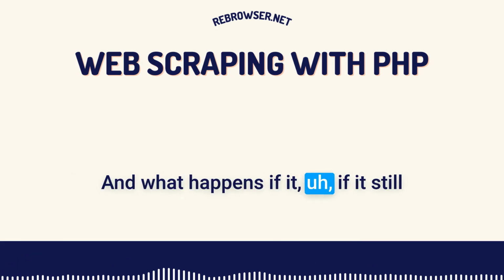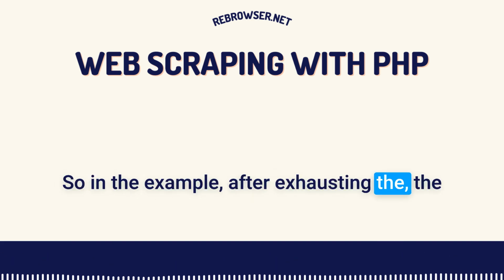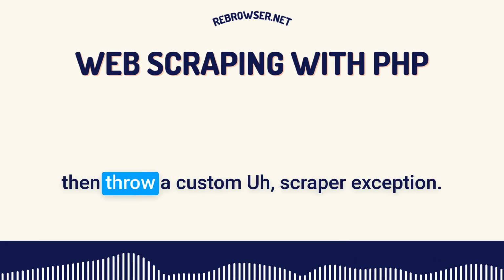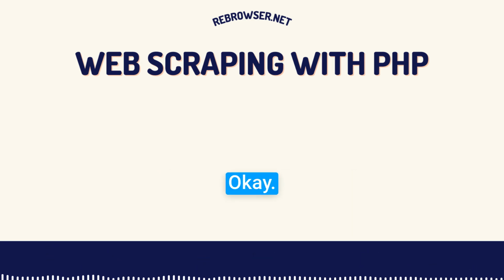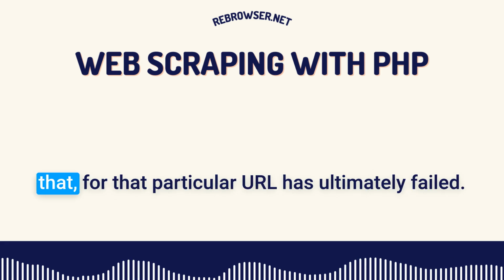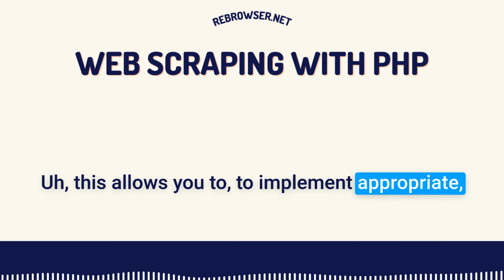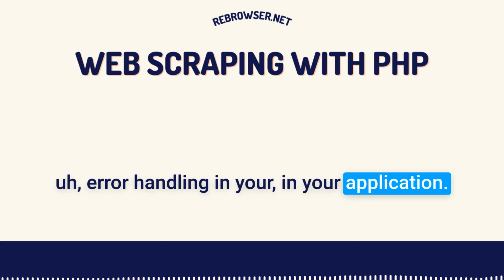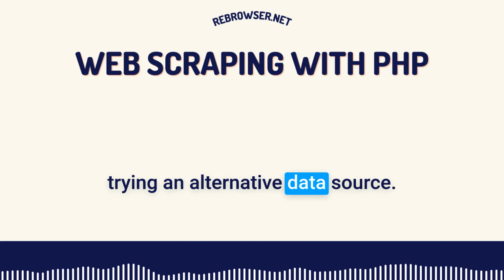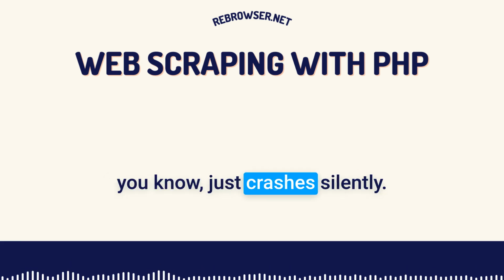And what happens if it still fails after all those retries? In the example, after exhausting the defined number of retry attempts, the scrape with retry method would then throw a custom scraper exception. This is important because it signals to the calling code that the scraping process for that particular URL has ultimately failed. This allows you to implement appropriate error handling in your application. Perhaps logging the failure, notifying an administrator, or trying an alternative data source. That sounds much more robust than a script that just crashes silently. Exactly.